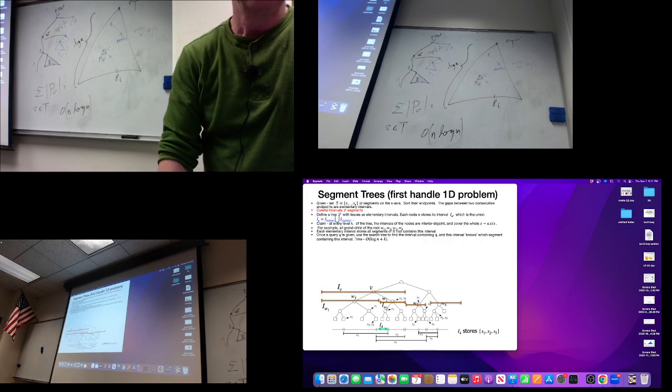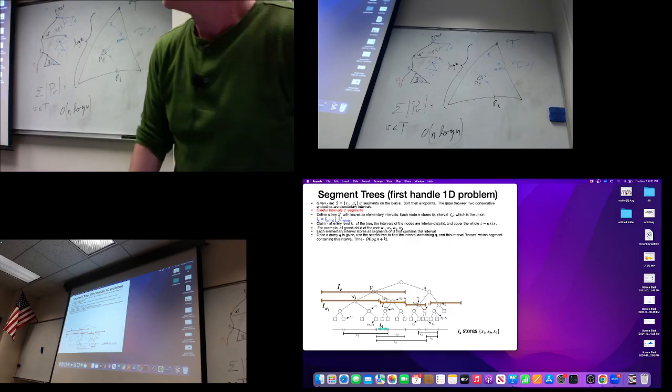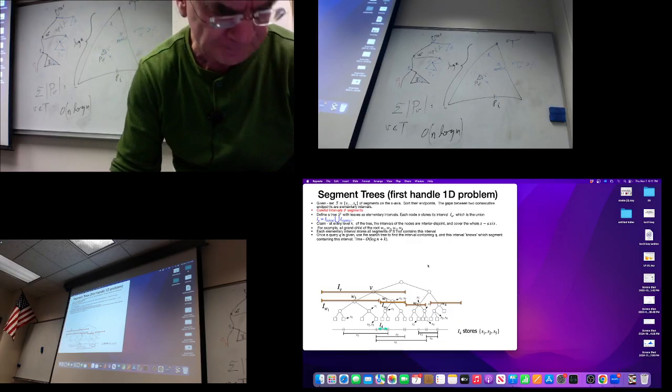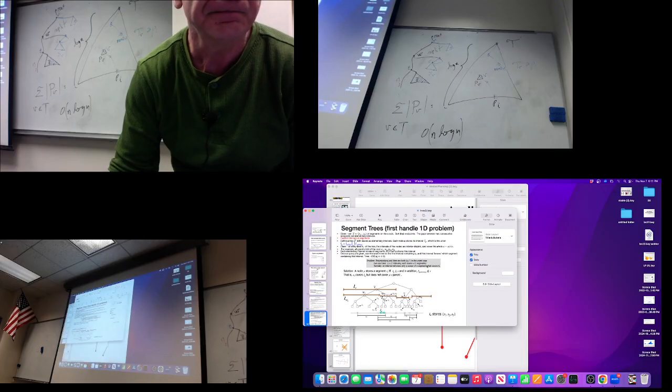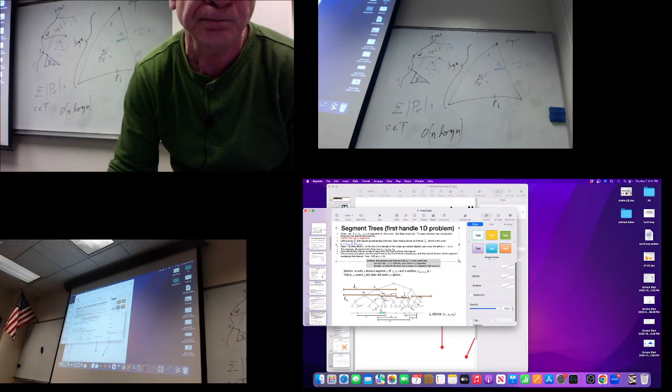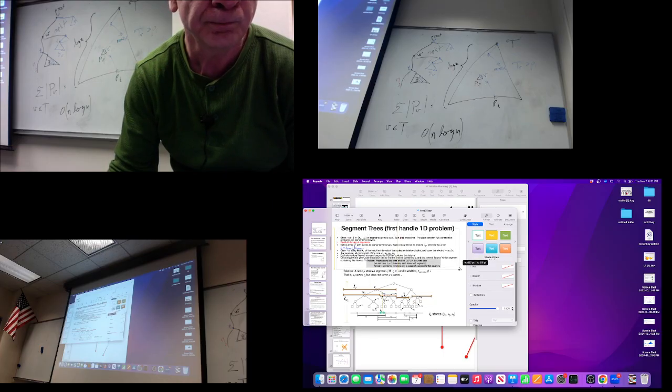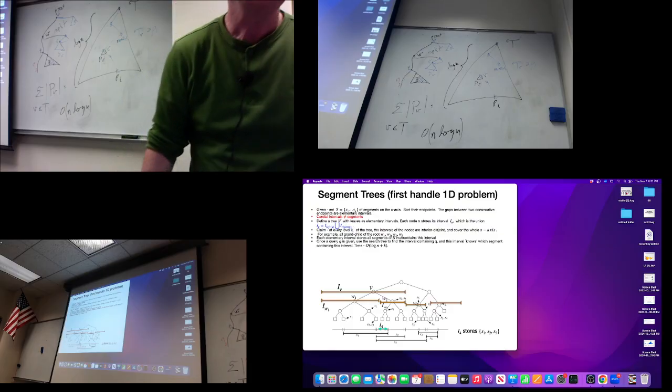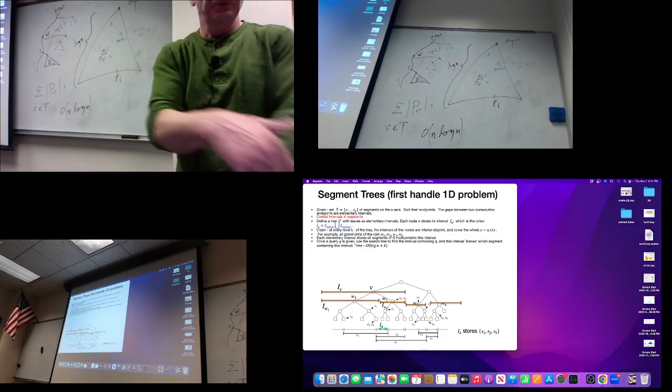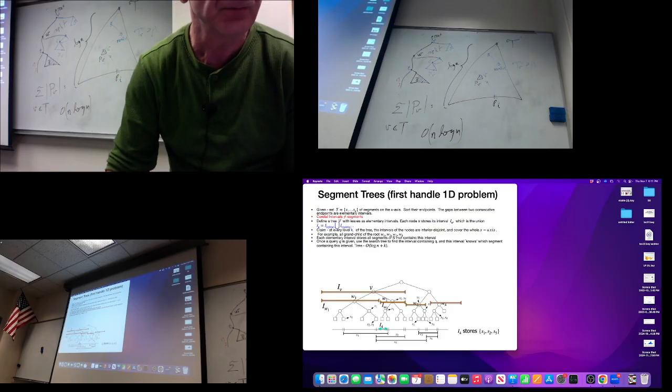So let's try segment tree. Can you read it? Oh, sorry. Some animation to come. Okay.